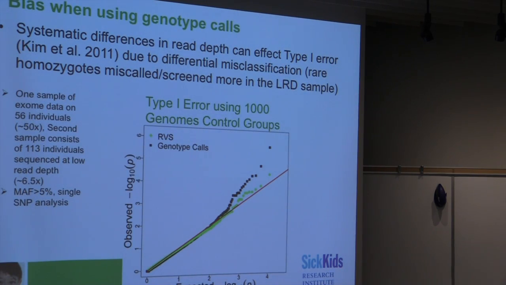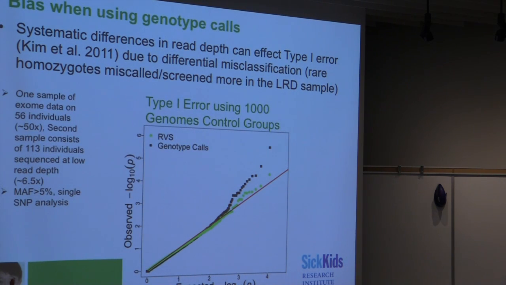Okay, but the problem is that there are systematic differences in something like read depth. If all of the cases are sequenced at 30x and the controls are sequenced at, say, 7 or 8x, then these systematic differences in read depth can affect the type 1 error, the number of spurious results. And this is mostly due to differential misclassification of the rare homozygote.